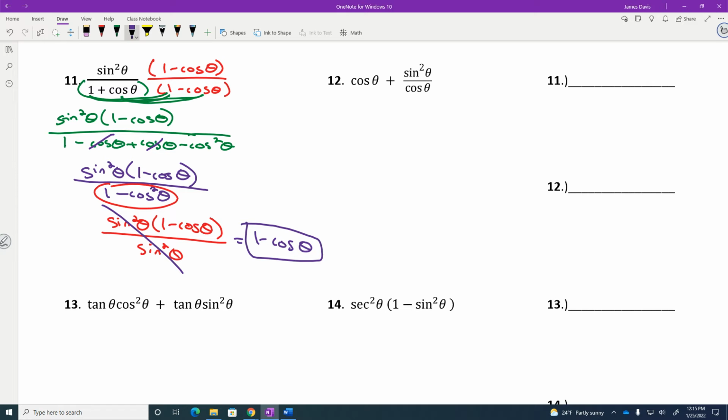Now that is not sine. It's not sine because it's not squared. It has to be squared. So we're going to leave that as our final answer, 1 minus cosine. I know someone said 13. Did anybody also want to see 12? You guys understand what to do on 12?